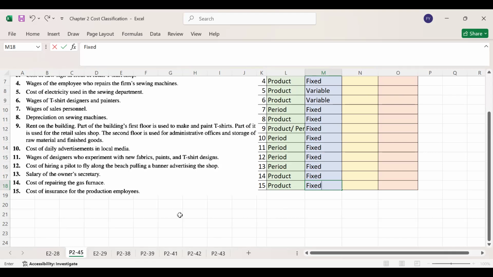So that's it from this lecture. In this lecture, we have discussed the difference between product cost and period cost, and we have also discussed variable cost and fixed cost, and we have done two exercises from the managerial accounting book written by Ronald Hilton. So that's it from this lecture.